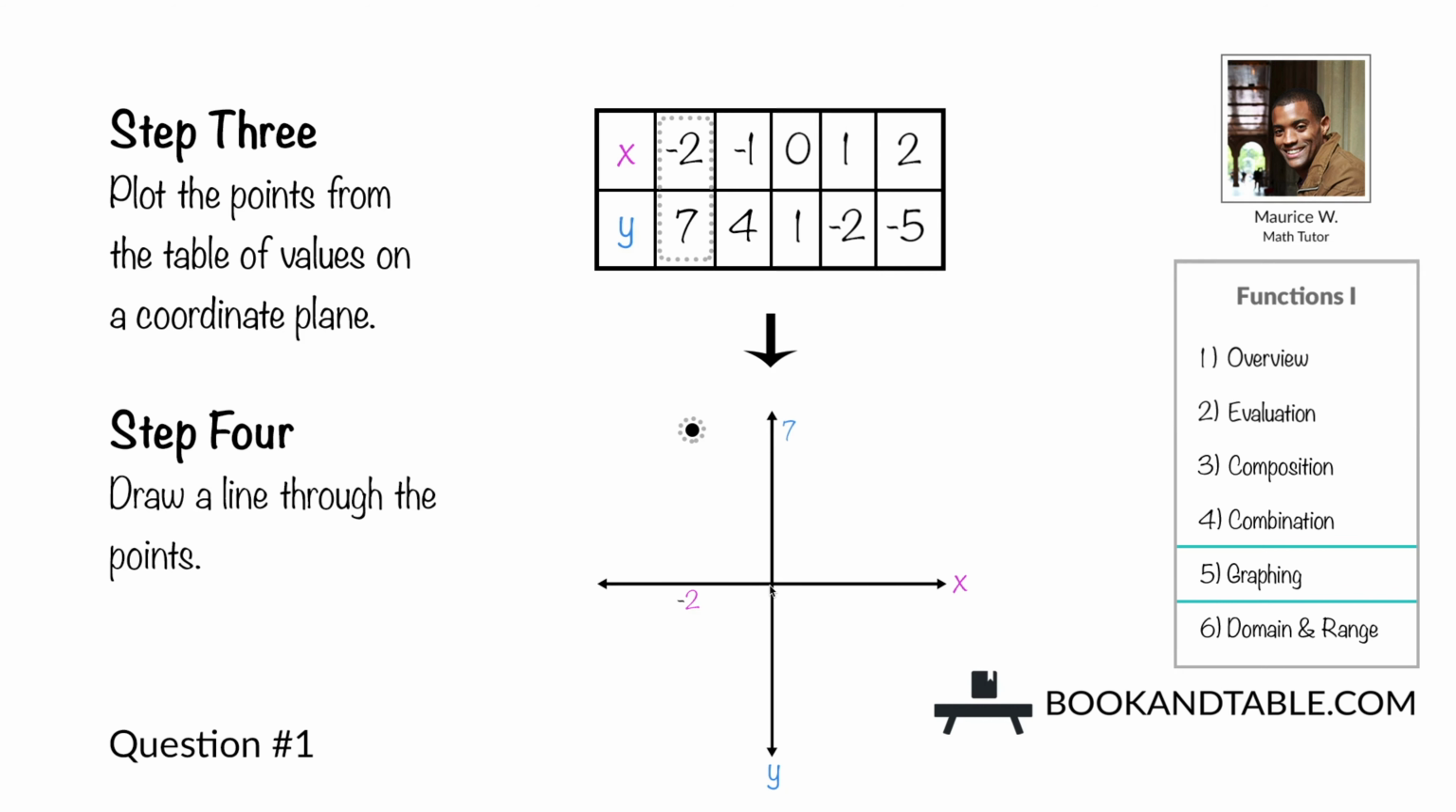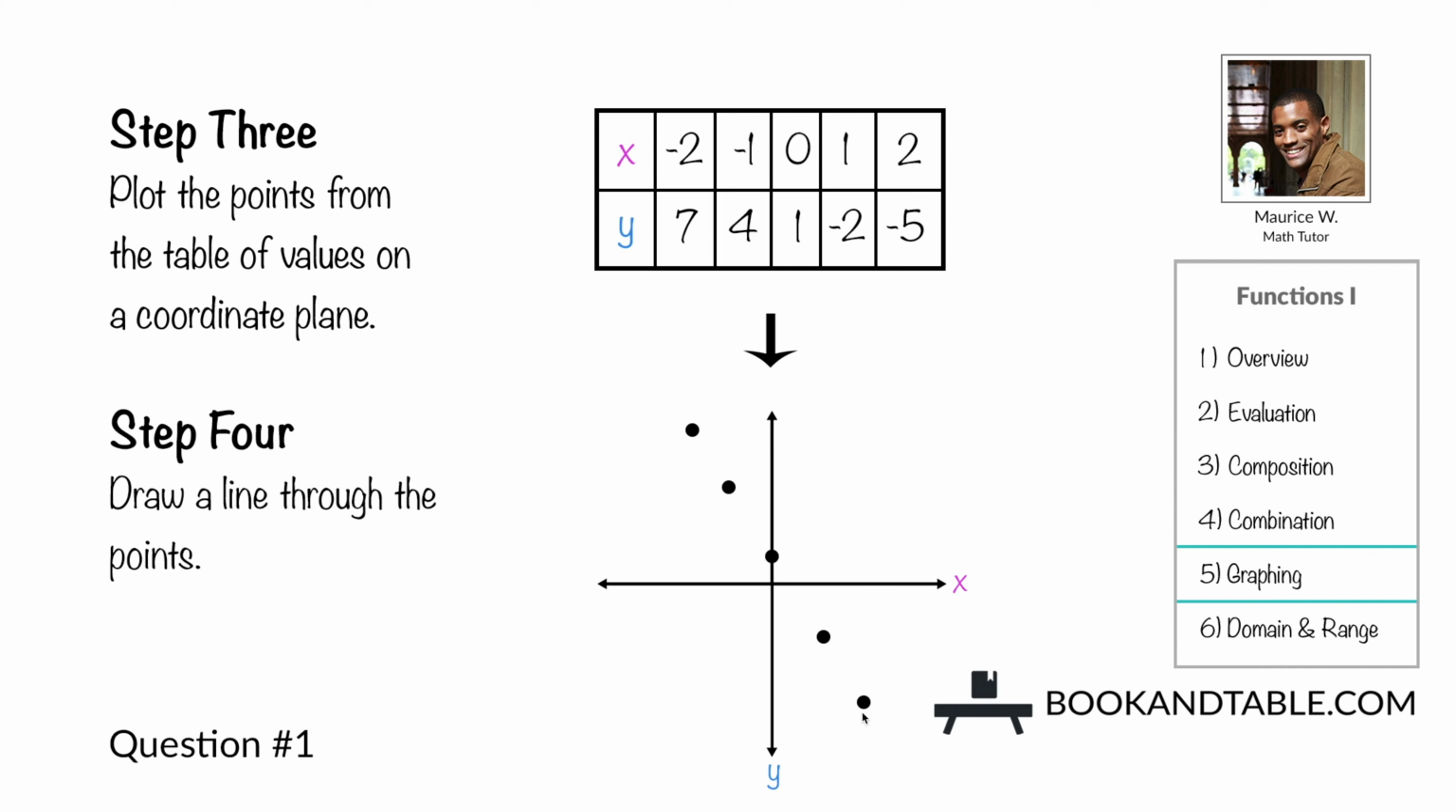So our first point is negative 2, positive 7. Plot the point. The next point is negative 1, positive 4. Plot that point. The third point is 0, 1. Plot that point. The fourth point is 1, negative 2. And the fifth point is 2, negative 5.